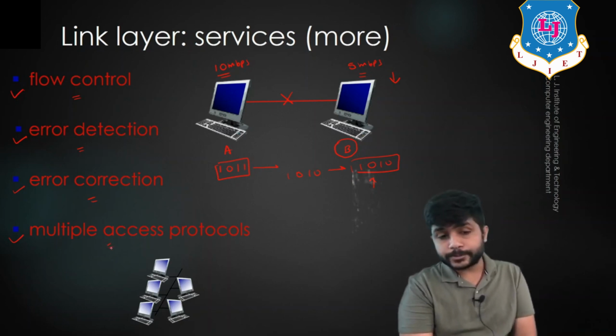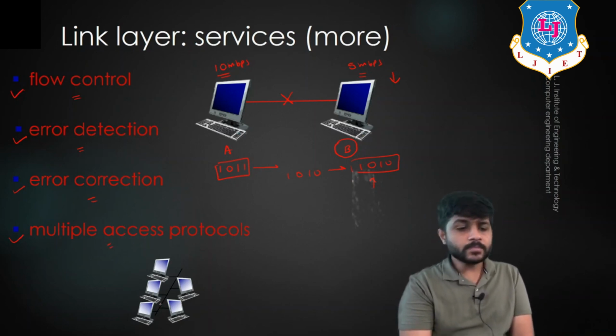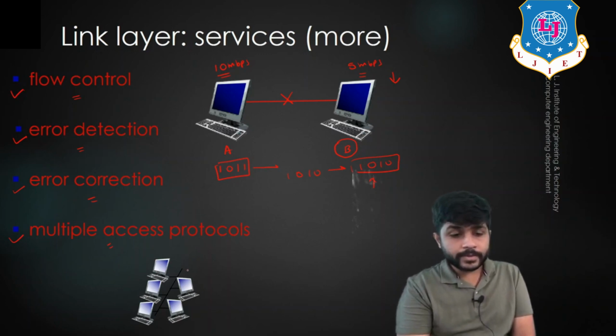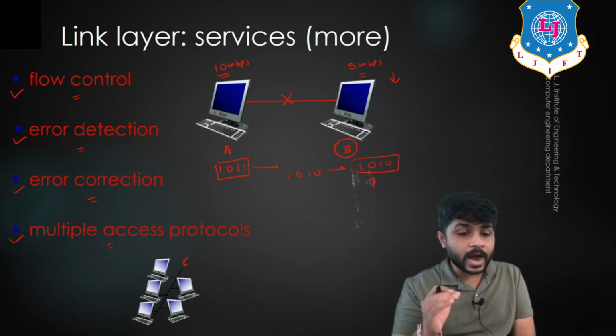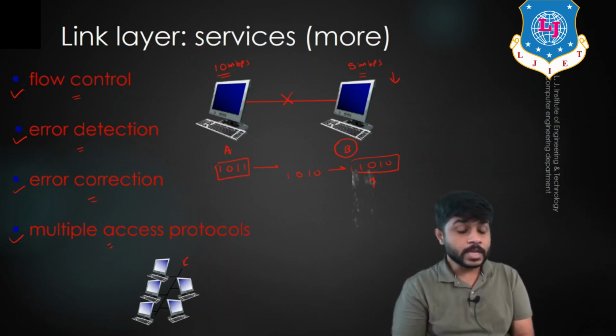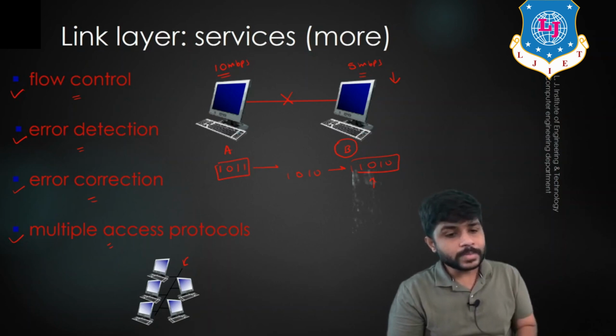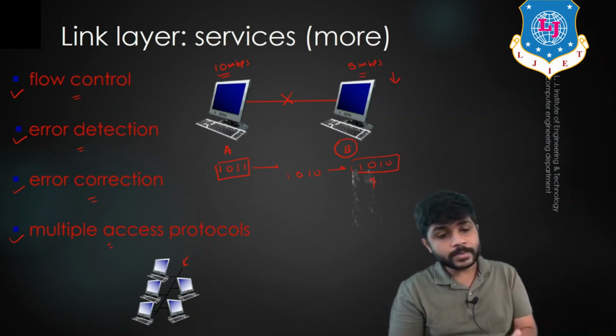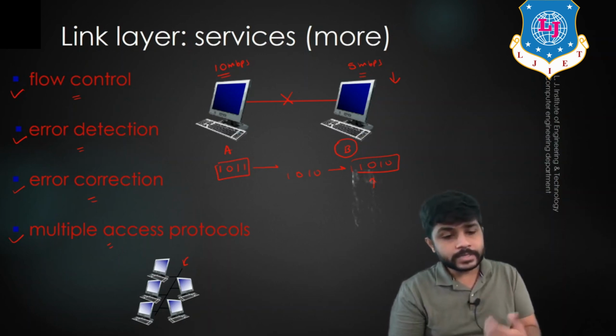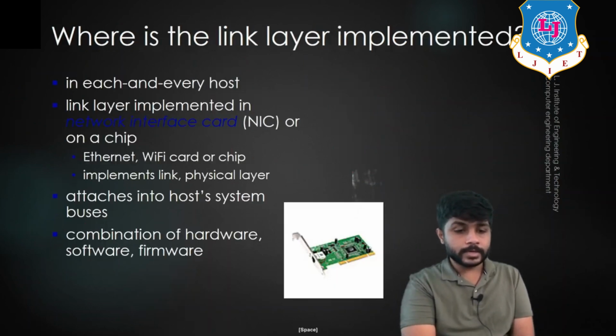Now let's see the next responsibility, which is multiple access protocols. You can see in this figure that these 5 devices are connected using the same channel. If more than 2 devices are connected to the same channel, there is a high possibility of collision in the network. What is the meaning of collision? Collision means that when 2 devices are sending data at the same time, the data will collide in the network. So to avoid collision, some multiple access protocols are required, and we will discuss them in detail.